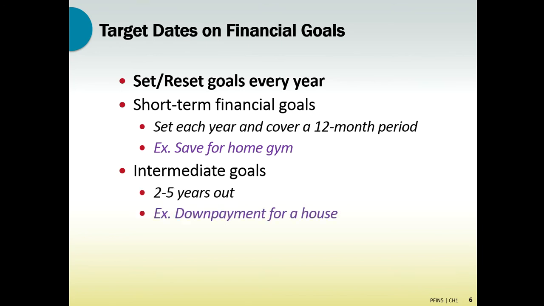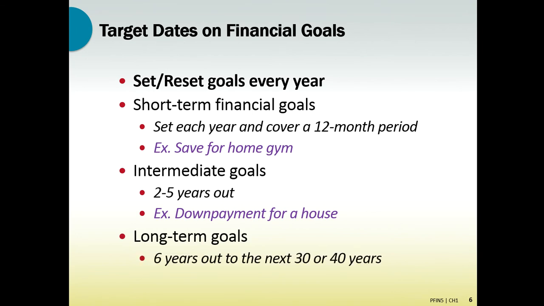So, for example, you live in an apartment now. You want to get a good mortgage, and so you're going to save up for a down payment on a house. So that's going to be a pretty large financial outlay of cash, and so you need to think about saving several years for that. Then you have your long-term goals, which are out there, six years to the next 30 or 40 years.